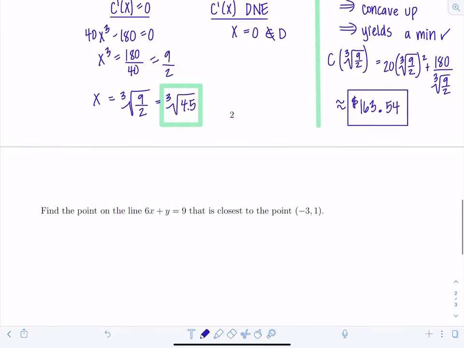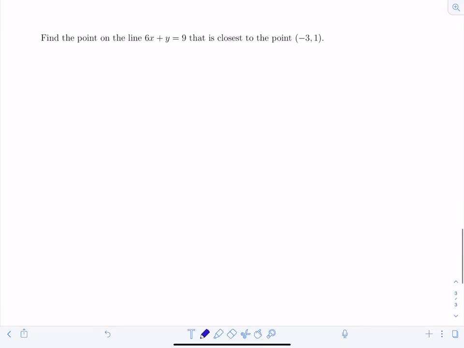All right, last one. Find the point on the line 6x plus y equals 9 that is closest to the point -3, 1. All right, let's draw a graph of this line. So this is the equation of y equals -6x plus 9, right? So we have a line with y-intercept positive 9, and the slope is -6. So 1, 2, 3, 4, 5, 6, 7, 8, 9. Here's y, here's x, 1, 2, 3, -1, 2, 3.